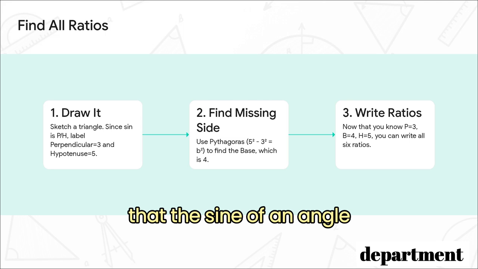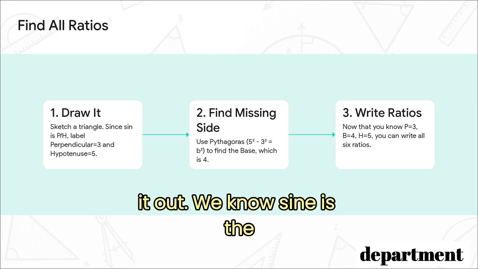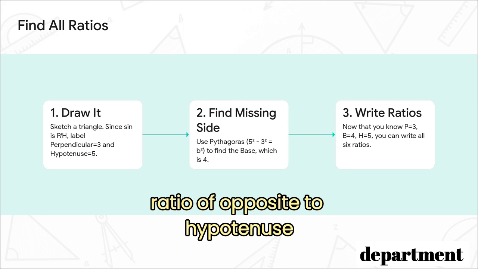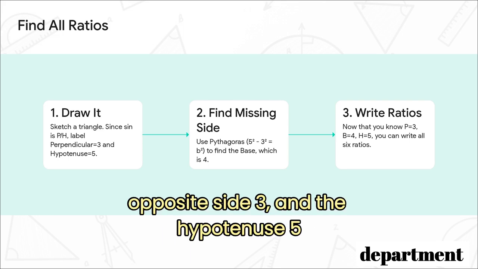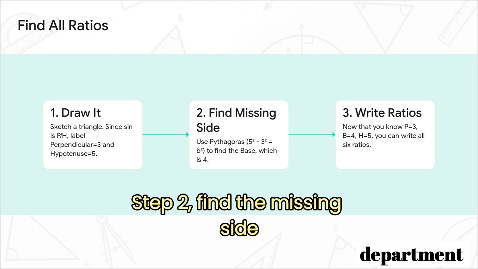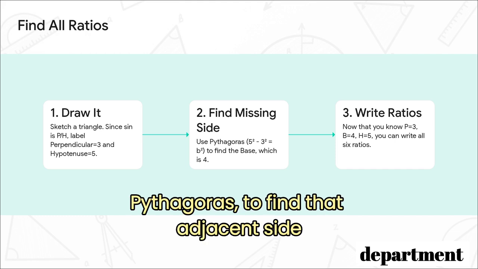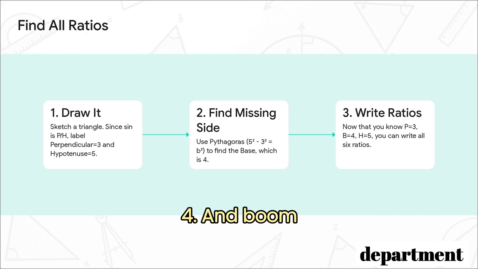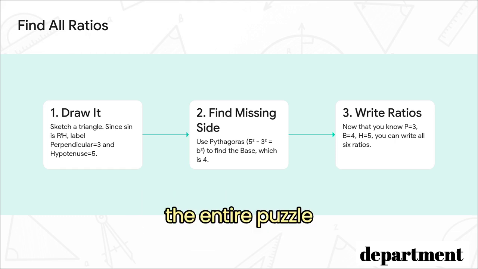Say someone tells you that the sine of an angle is 3/5. Step 1, just draw it out. We know sine is the ratio of opposite to hypotenuse, so we sketch a triangle, label the opposite side 3, and the hypotenuse 5. Step 2, find the missing side. We bring in our best friend, Pythagoras, to find that adjacent side, and it turns out to be 4. And boom, step 3, we now know all 3 sides are 3, 4, and 5. From here, writing out the other 5 ratios is a piece of cake. Just knowing that one single ratio unlocked the entire puzzle.